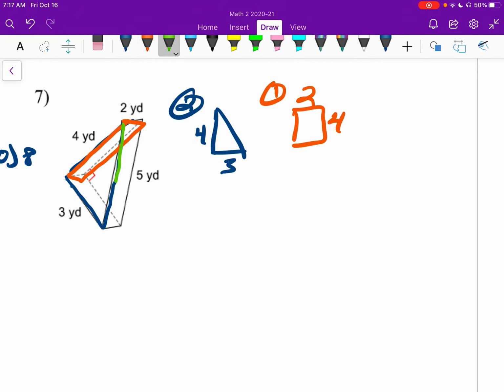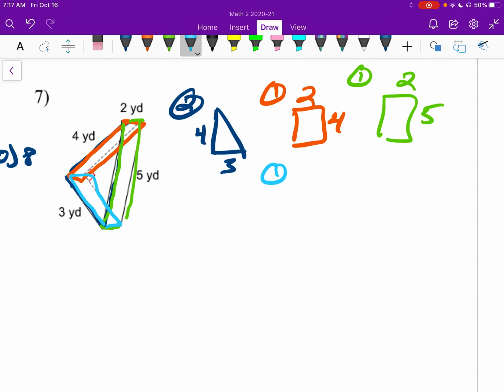We have the one that's facing the right. That's a 2 by 5. There's only one of those. And last up, we have this bottom one, which is a 2 by 3, right? This 2 here corresponds with this side and this side also. So this is a 2 by 3.